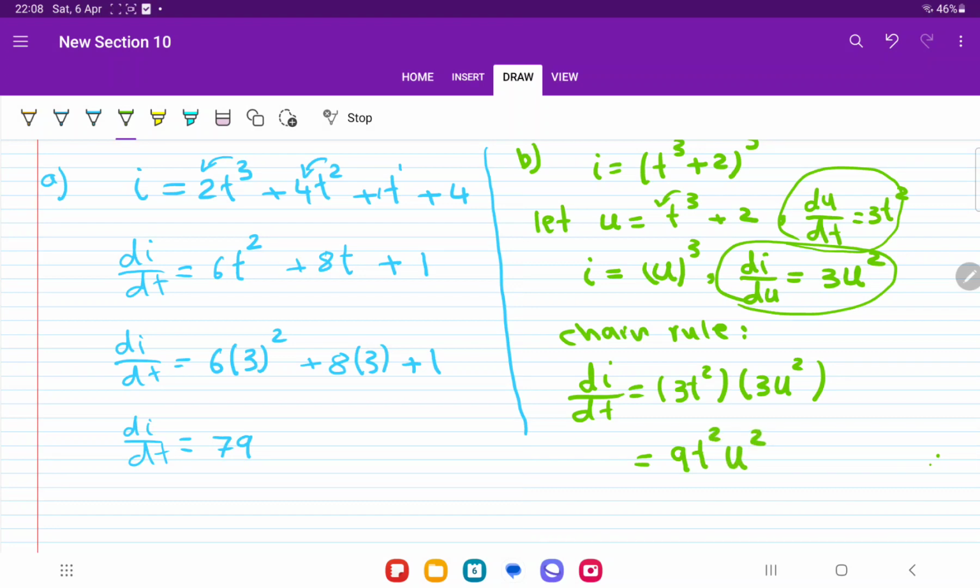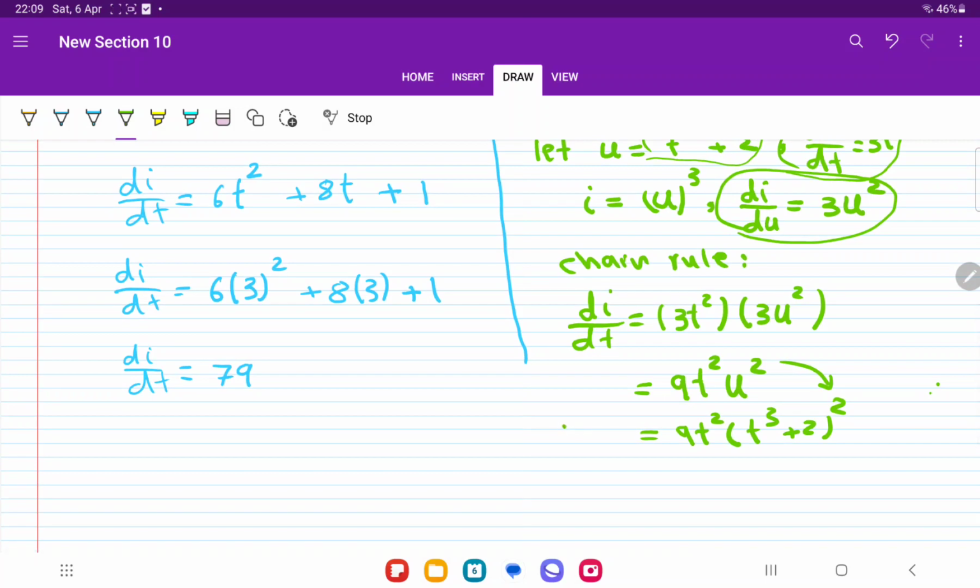Now we need to bring the value of u from the beginning. This was the value of u. So that will be 9 t squared, and we're going to replace u by t cubed plus 2, and we're going to bring this power 2 back. Okay, that's the value of di by dt.